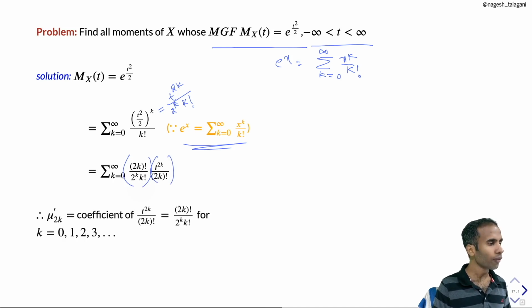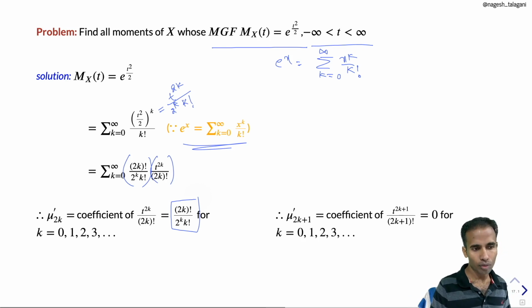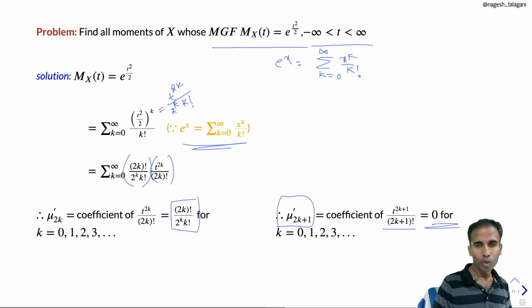Therefore, mu dash 2k is what? 2k factorial by 2 to the power of k factorial. And there are no odd powers of t. So the coefficient of t to the power of 2k plus 1 by 2k plus 1 factorial we can take as 0. So mu dash 2k plus 1 is the coefficient of t to the power of 2k plus 1 by 2k plus 1 factorial, so it's going to be 0. So all even order moments, mu dash 2k, are 2k factorial by 2 to the power of k factorial. All odd order moments are 0 here. Okay, fine.